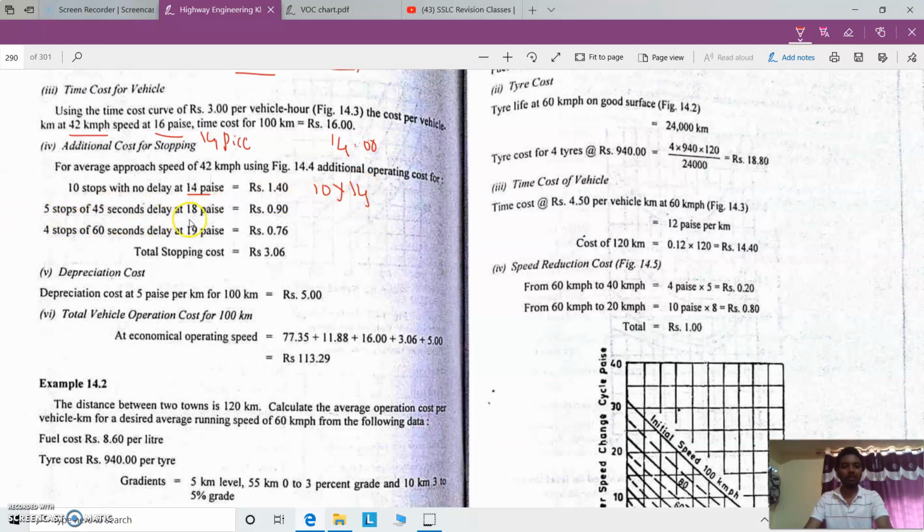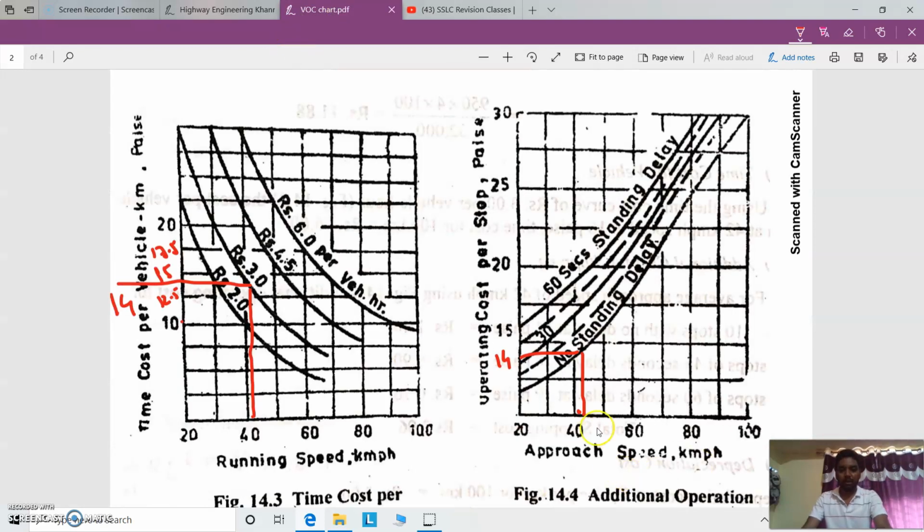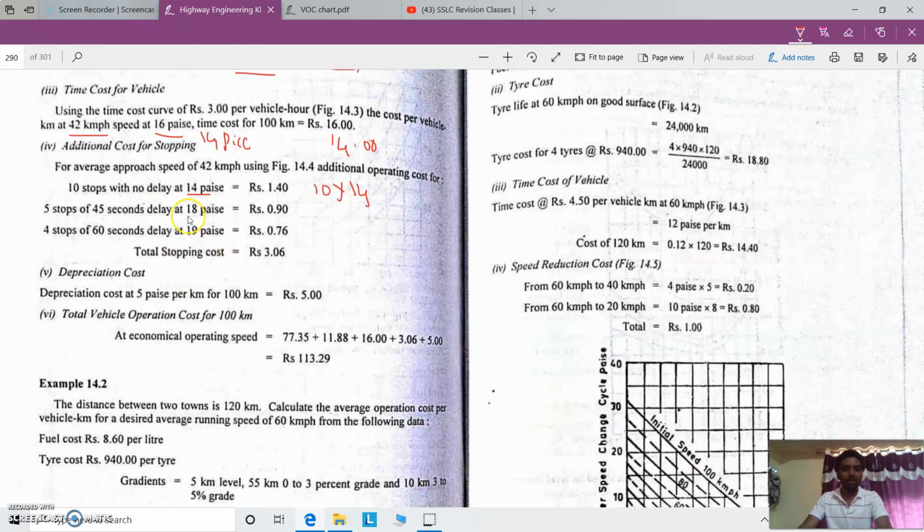Similarly, for 45 seconds of delay, how much? For 45 seconds of delay it is directed here, between 15 and 20, it is around 17.5, that may be rounded up to 18 paisa. 18 paisa per stop, and there are 5 stops, each stop costs 18 paisa, and we will end up with 0.9 rupees or 90 paise.